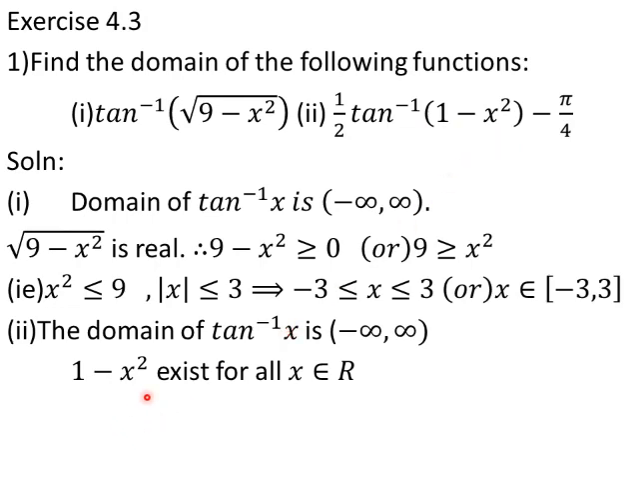So 1 minus x square exists for all x belonging to R. That is, when we replace x by any real number, 1 minus x square exists. It does not become plus or minus infinity or imaginary. So we can say the domain is equal to minus infinity comma infinity, or R.